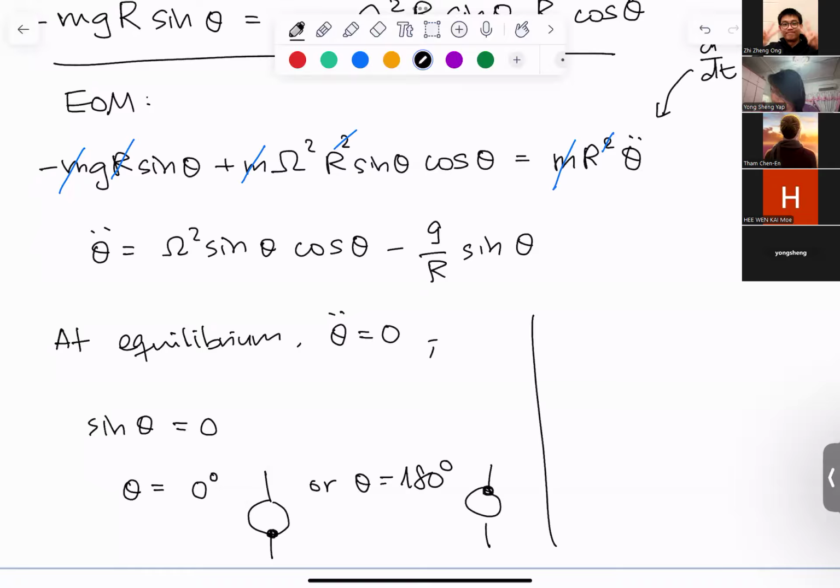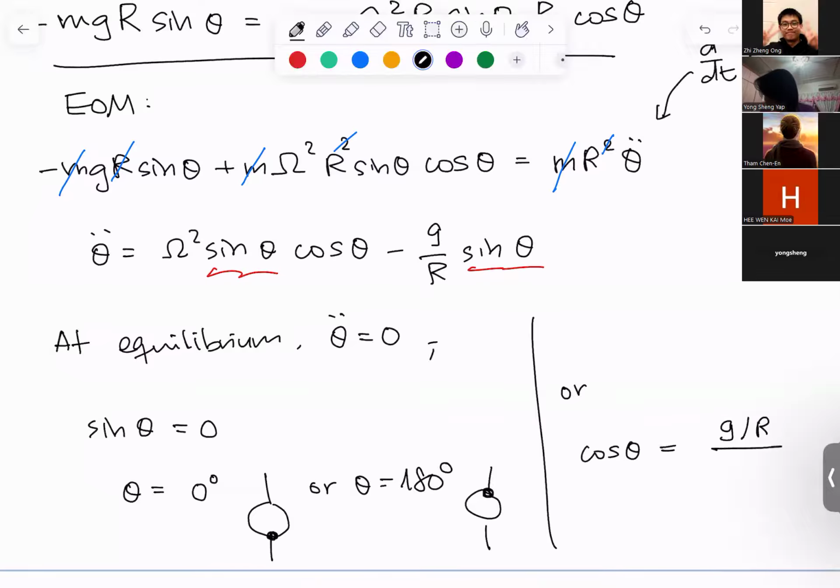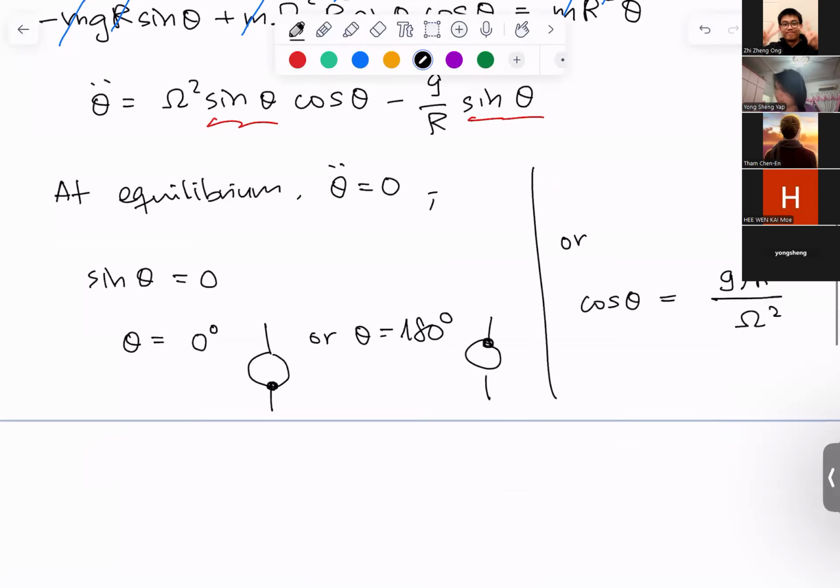All right. Or if you cancel out sine theta over here, what you get is that cosine theta is equal to g over r divided by omega squared. Okay, so there's an equilibrium point. Let's call it theta equilibrium, equal to the arc cosine of g over r. Let's call this omega c, divided by omega squared.